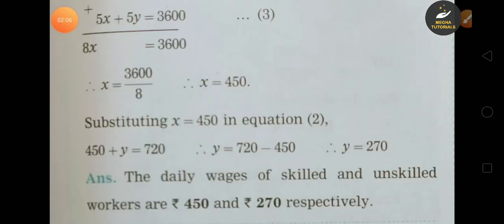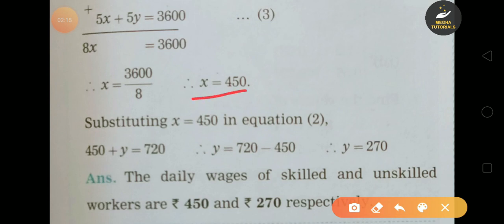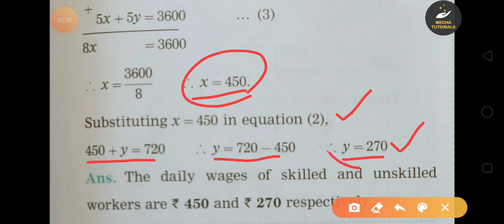Then you can get x is equal to 3600 upon 8. So answer coming is x is equal to 450. So substitute this value in equation 2, then we'll get 450 plus y is equal to 720. So y is equal to 720 minus 450. So y is equal to 270. So x is equal to 450 and y is equal to 270. Therefore final answer is the daily wages of skilled and unskilled workers are rupees 450 and rupees 270 respectively.